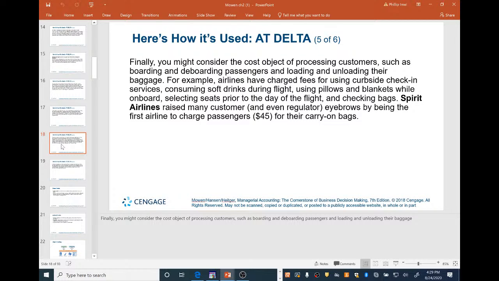For example, airlines have charged fees for using curbside check-in services, consuming soft drinks during the flight, using pillows and blankets, selecting seats prior to the day of the flight, and checking bags. Spirit Airlines, I don't know if anyone's ever traveled on Spirit, raised many customers' and even regulators' eyebrows by being the first airline to charge passengers $45 for a carry-on. I'm sure everyone that has flown before knows if you check your bag, you usually pay a flat fee, and it can't weigh over a certain amount. I think it's 50 pounds, something like that.